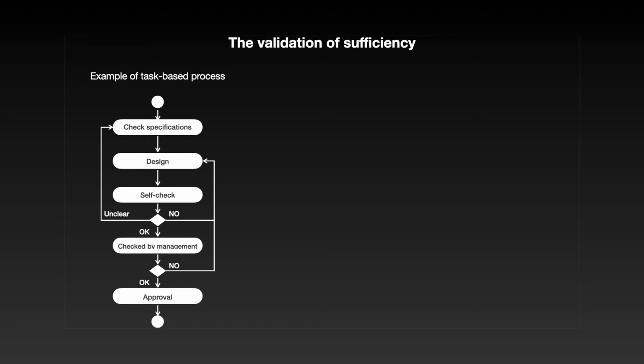One of the features of the PReP model is the validation of sufficiency in the process structure. This is possible because the PReP model is a structural model. Let's see how this validation is done by comparing an example of the PReP model with one of the task-based modeling. On the left is the process to design a blueprint in the task-based modeling. The flow from check specifications, design, self-check, and returning to check specifications if there is something unclear seems to be sufficient as a process.